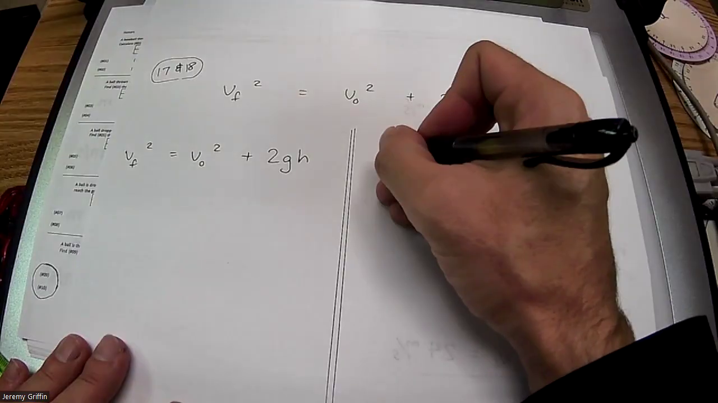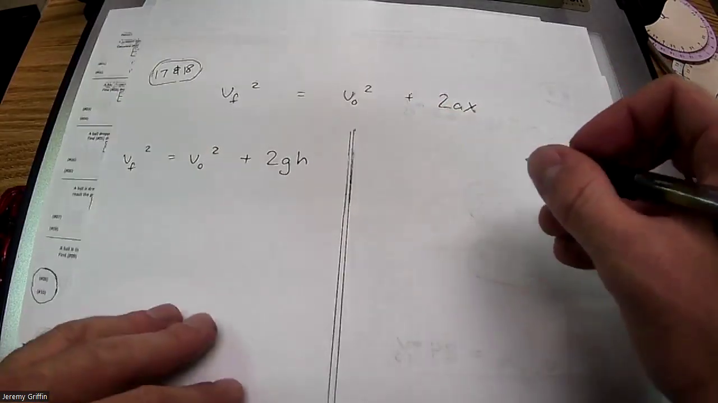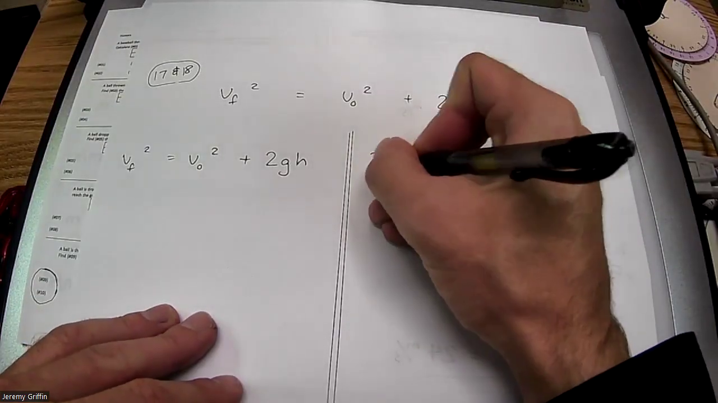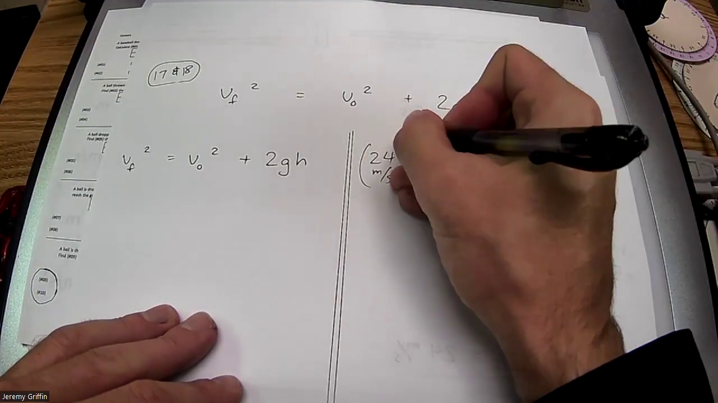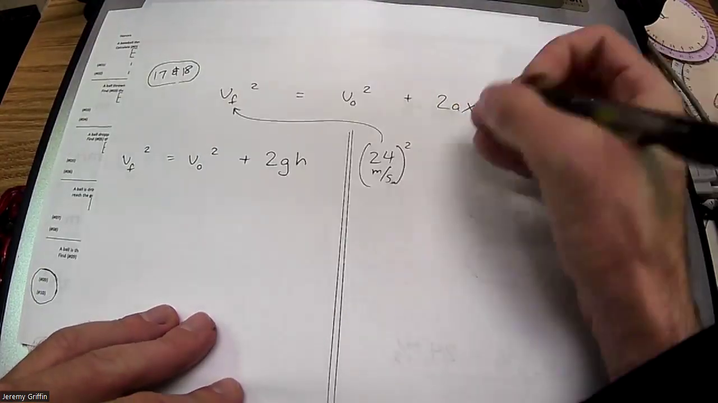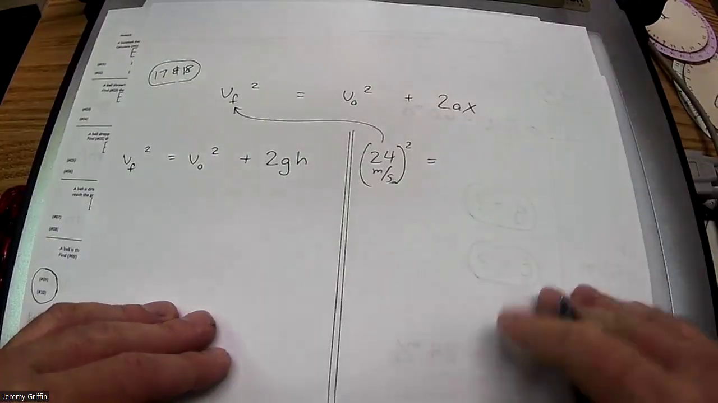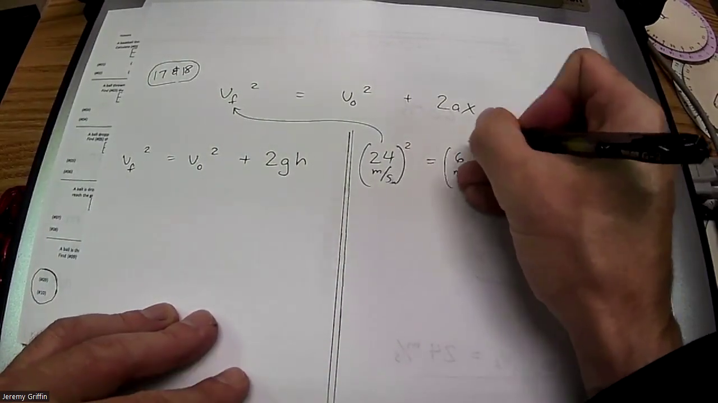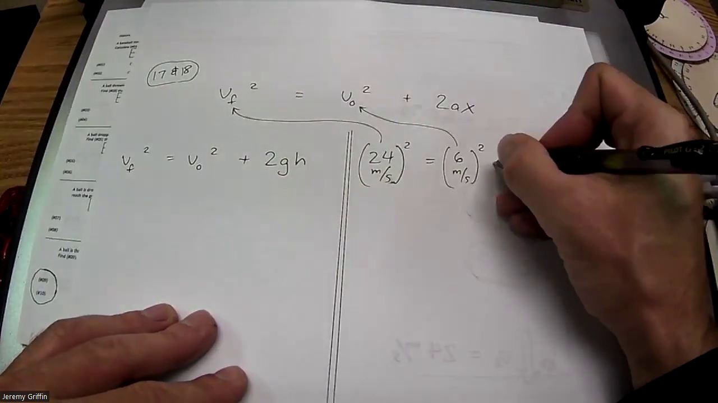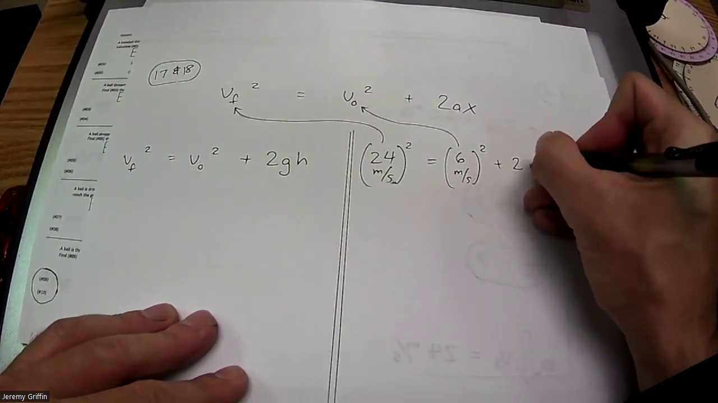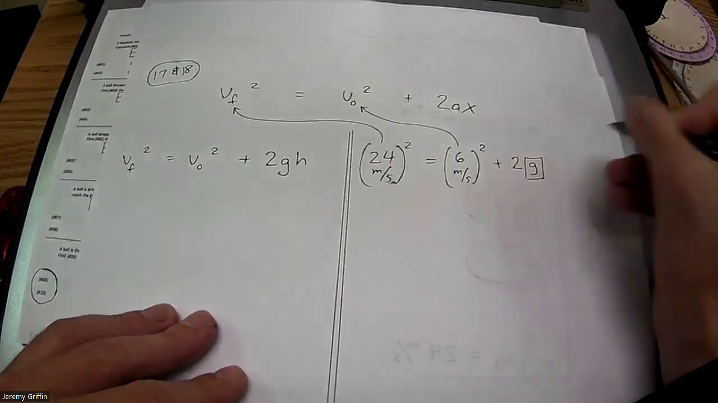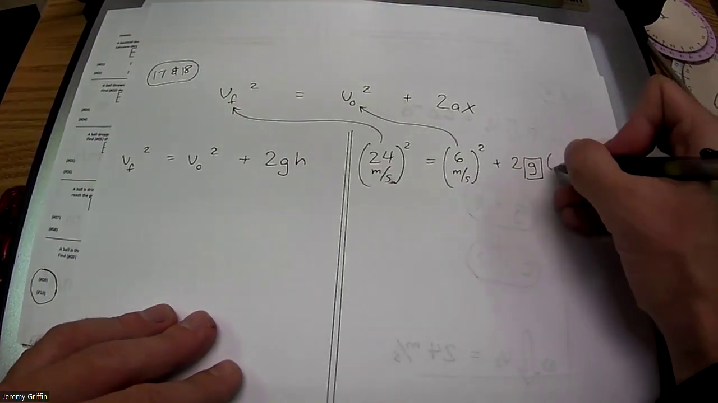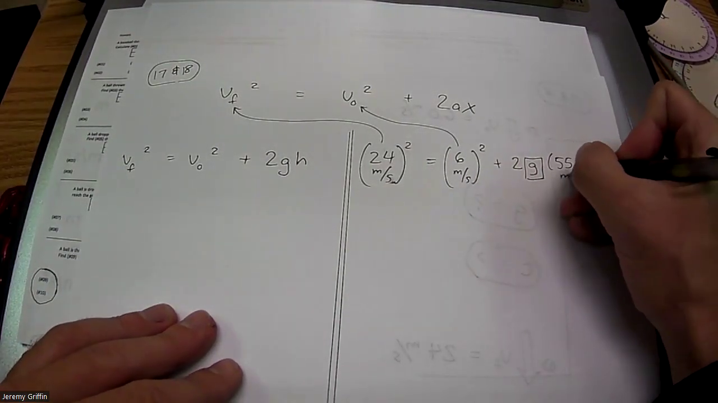On the right side, I'll plug some numbers in. So I know the crash speed was 24 meters per second. That's being squared. I know the throw speed was 6 meters per second. That's of course also being squared. Now I don't know the gravity field of the planet, I'm solving for that, but I do know the height of the cliff was 55 meters.